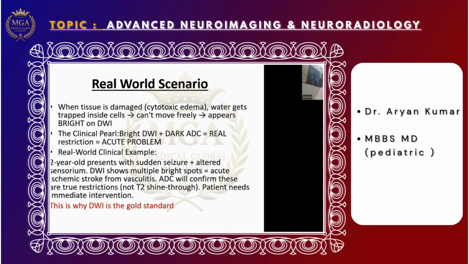Whenever you see bright diffusion weighted imaging, there is one more word: dark ADC. Does anybody know dark ADC? I'll discuss this. What is a dark ADC? If diffusion weighted image is bright plus dark ADC, that means true restriction, and there is some acute problem. Now I'll take a clinical example. A 2-year-old presents with sudden seizure and altered sensorium. Somebody sends you images where diffusion weighted image shows multiple bright spots. Then you come to know something is showing on diffusion weighted imaging: that is acute ischemic stroke from vasculitis.